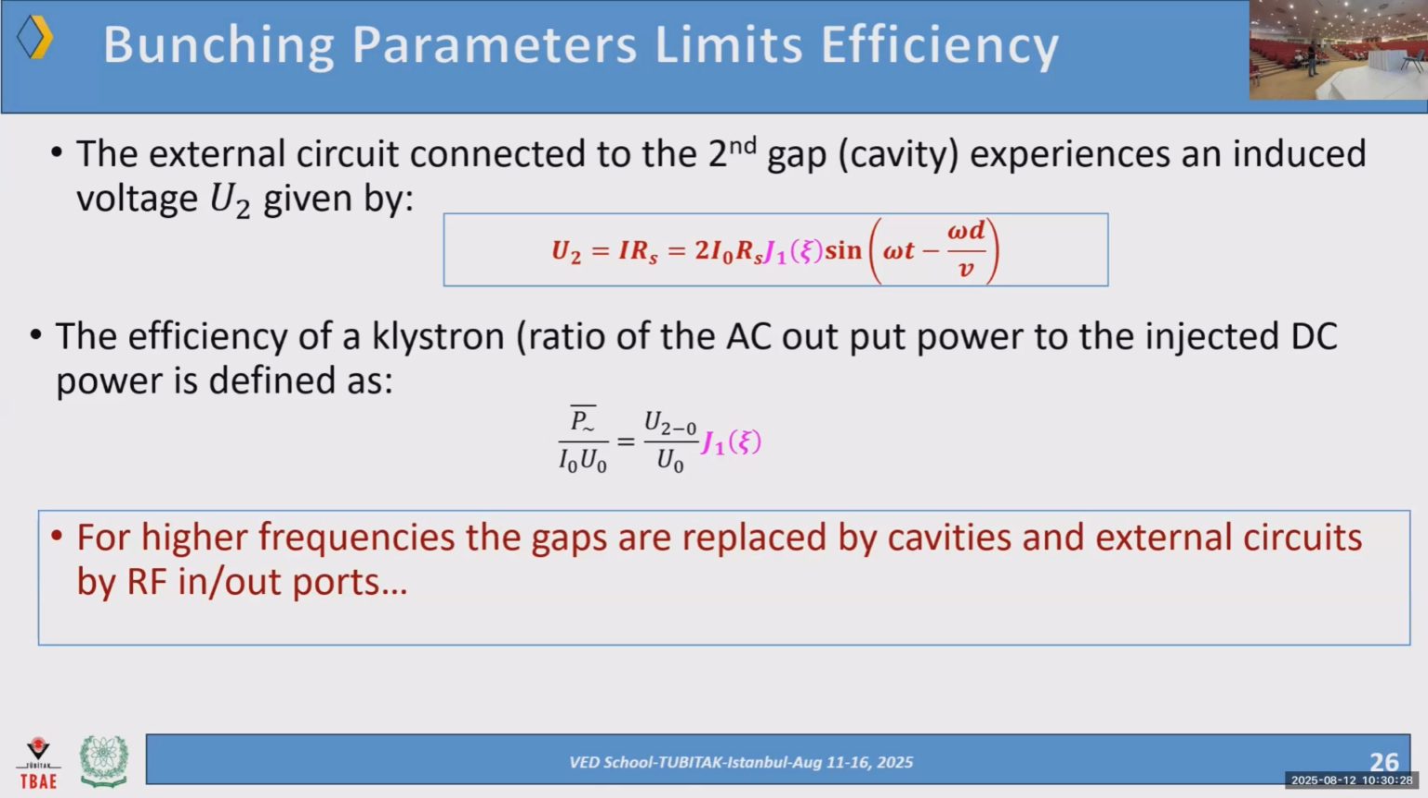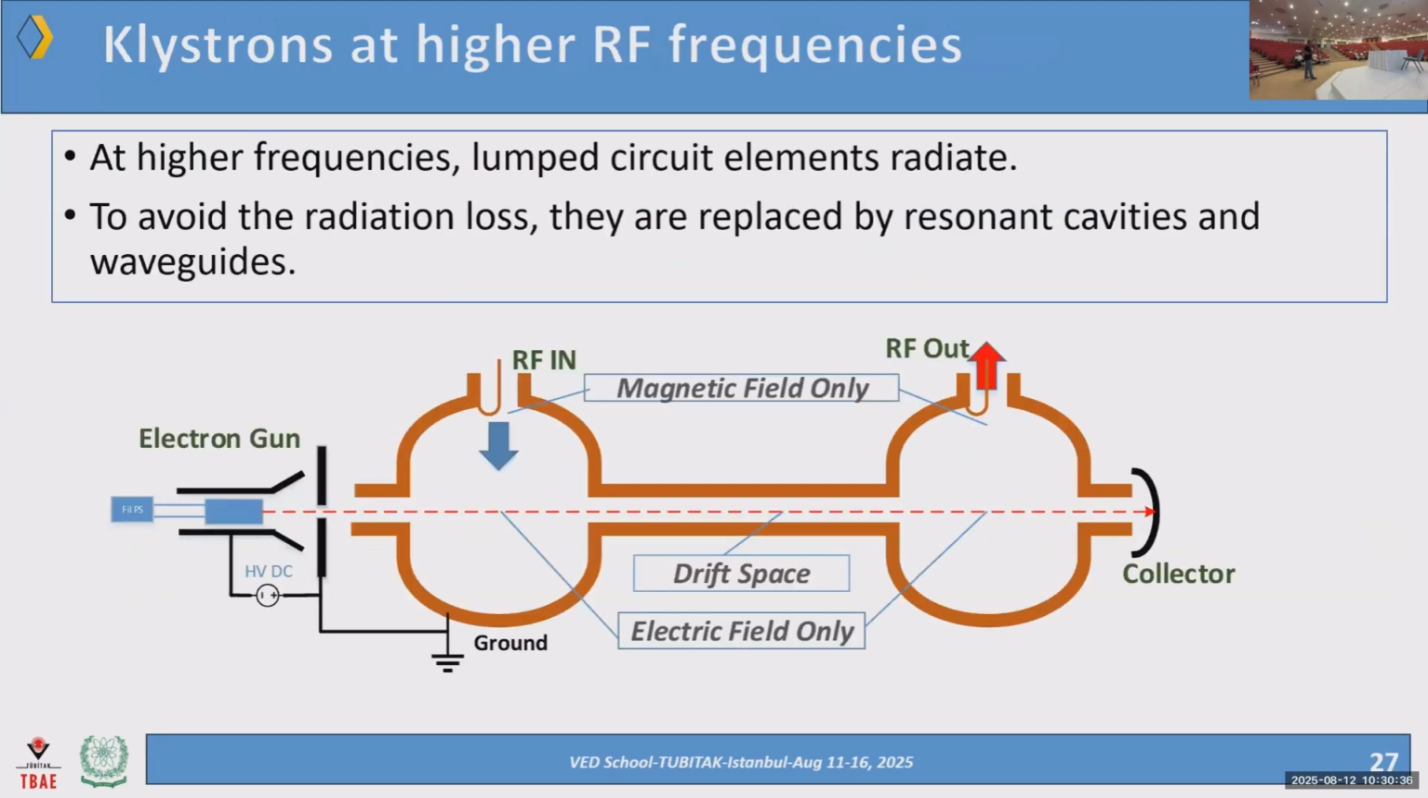What if higher frequencies are injected? Well, I'm not going into the details because we are short on time and have a lot to cover. The thing is that we have to replace those external lump circuits with antennas and RF waveguides. That's where the high frequency klystrons are.